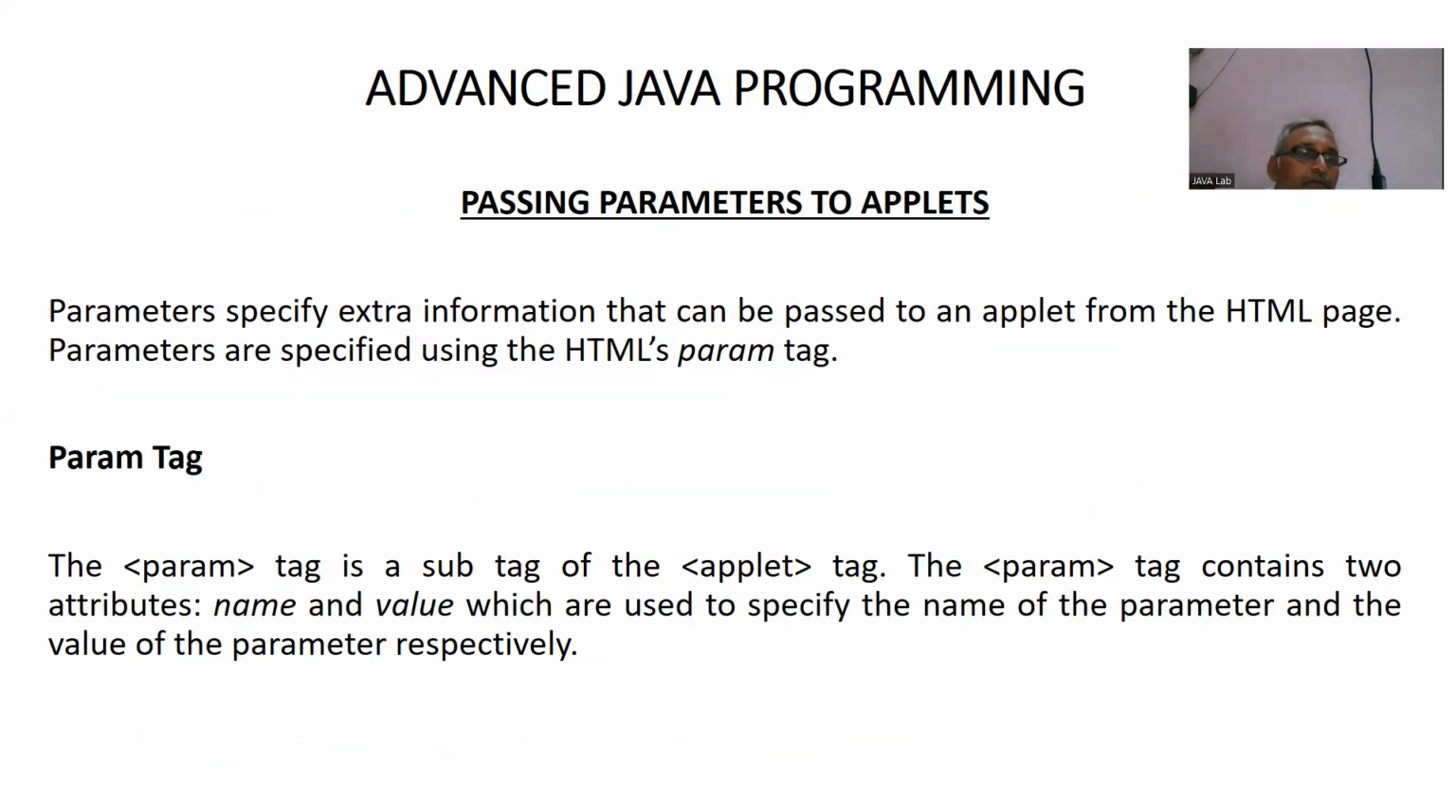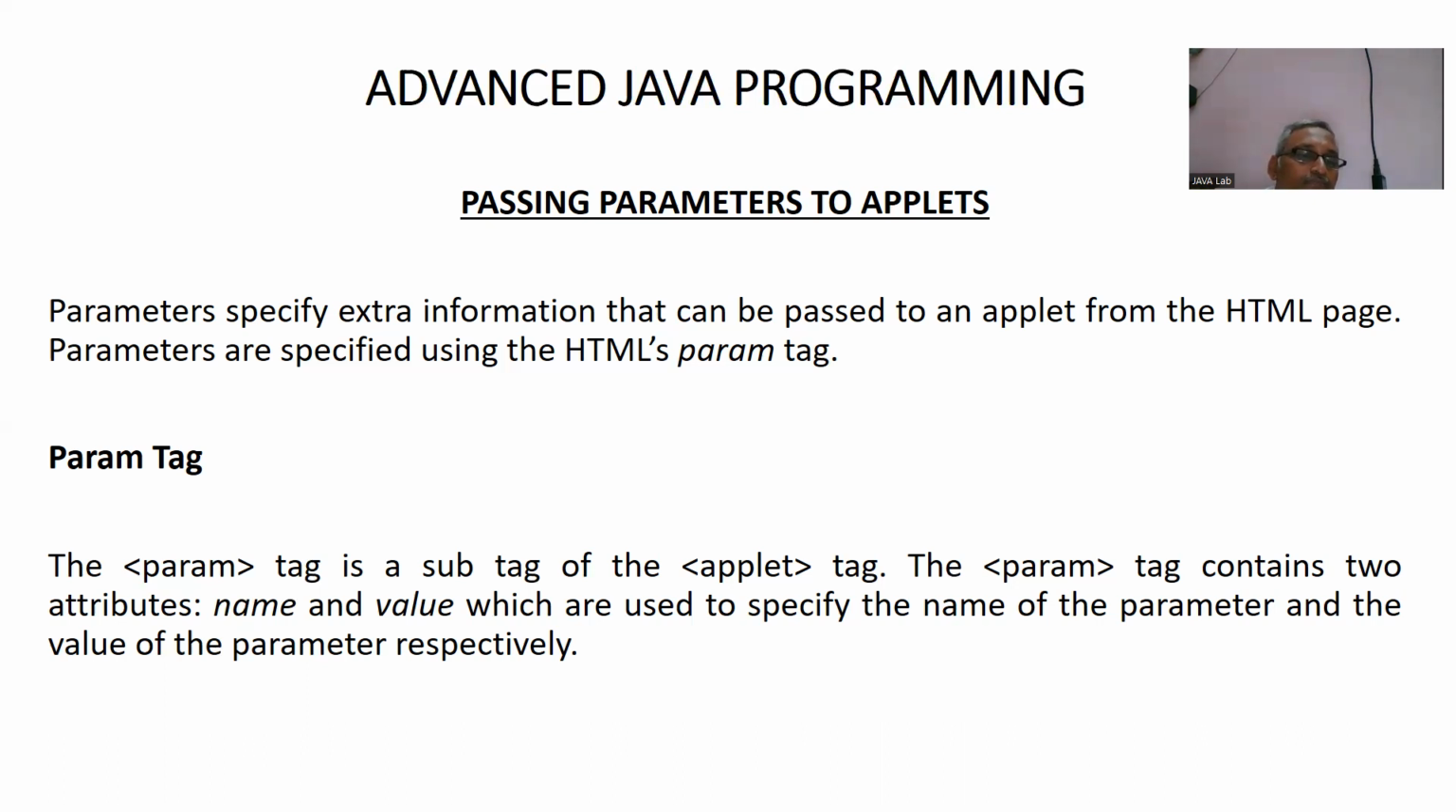Next thing, the getParameter method. The getParameter method of the Applet class can be used to retrieve the parameter passed from the HTML page. The syntax of the getParameter method is: String getParameter(String paramName). This is the syntax.